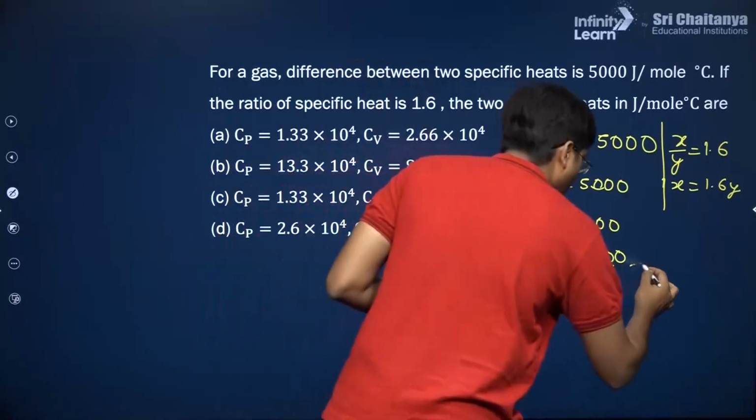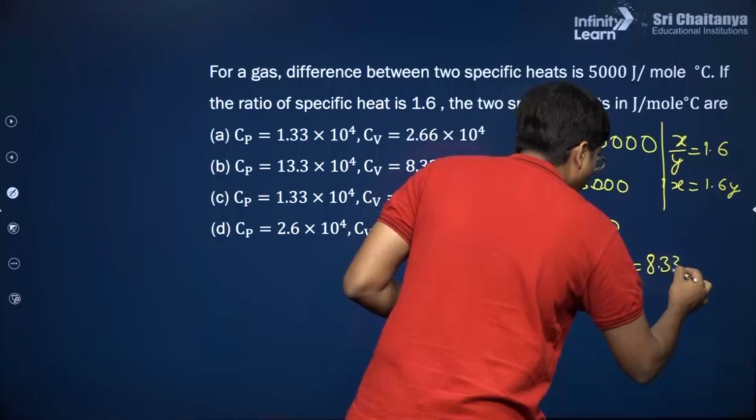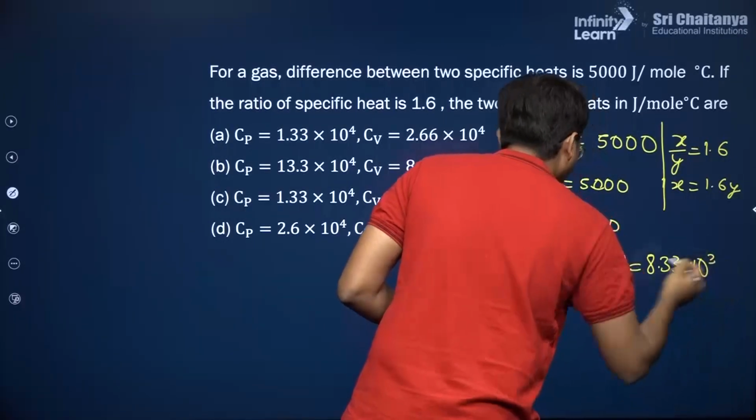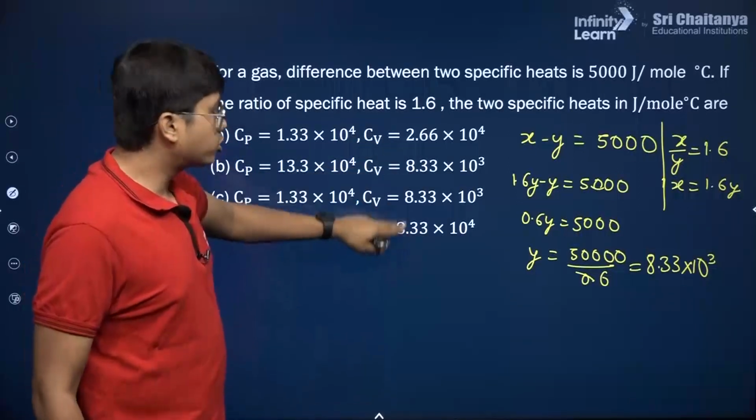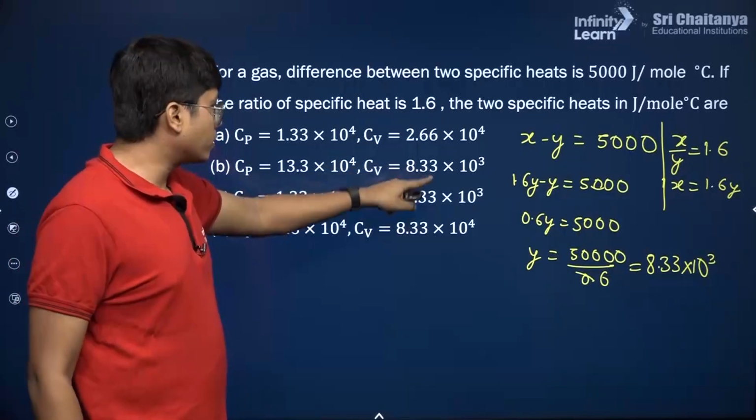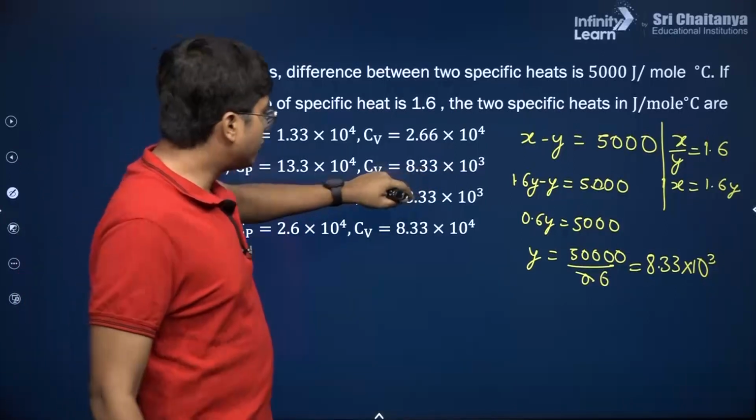Okay, 8.33 into 10 to the power 3. That is going to be the smaller one. That is going to be CV. But there are 2 options with 8.33 into 10 to the power 3.